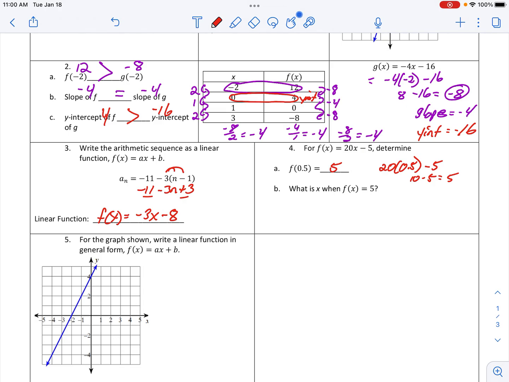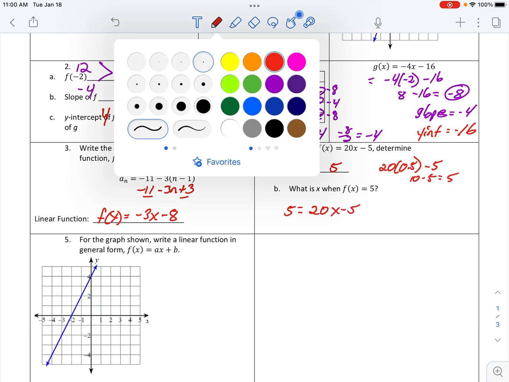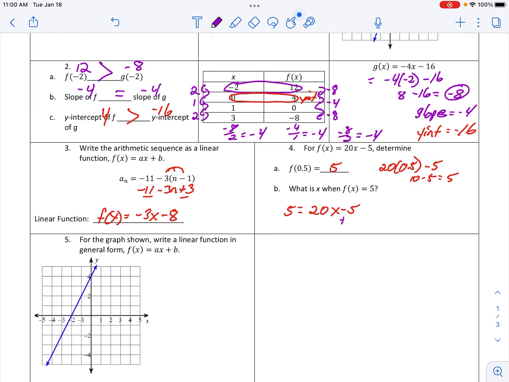For part B, that is where we're going to set that equal to and do a little bit of equation solving. We're going to add 5 to both sides and get 10, and divide by 20. 10 divided by 20 is a half. So x is a half.